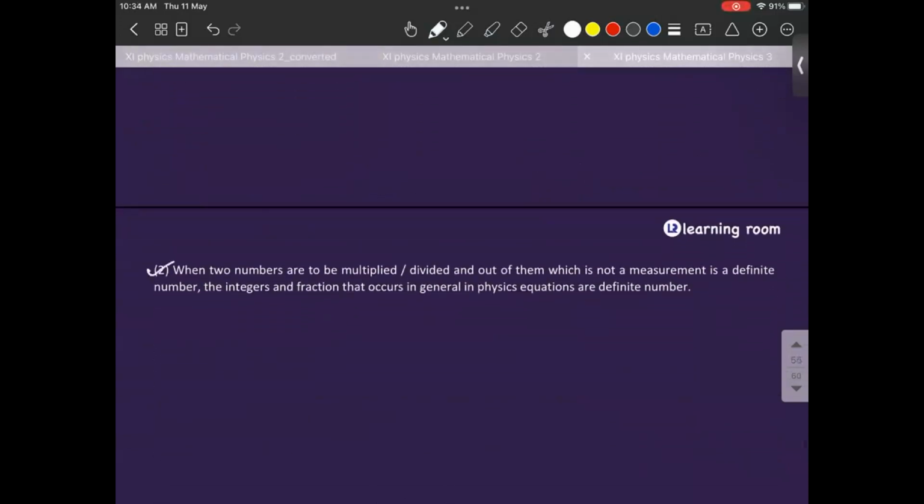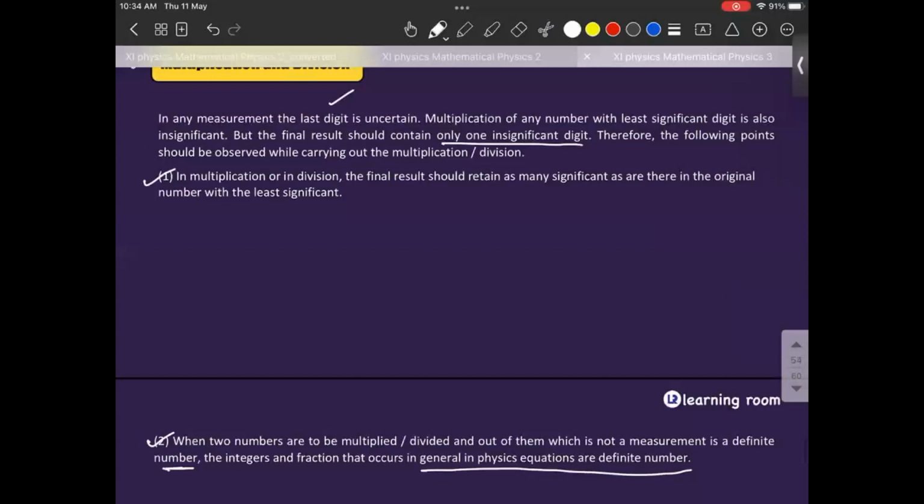Secondly, when two numbers are to be multiplied or divided, and one of them is not a measurement but a definite number, like the integers and fractions that occur in general in physics equations, those are definite numbers. I'll tell you what is the meaning of this. So let us see an example of the first case.